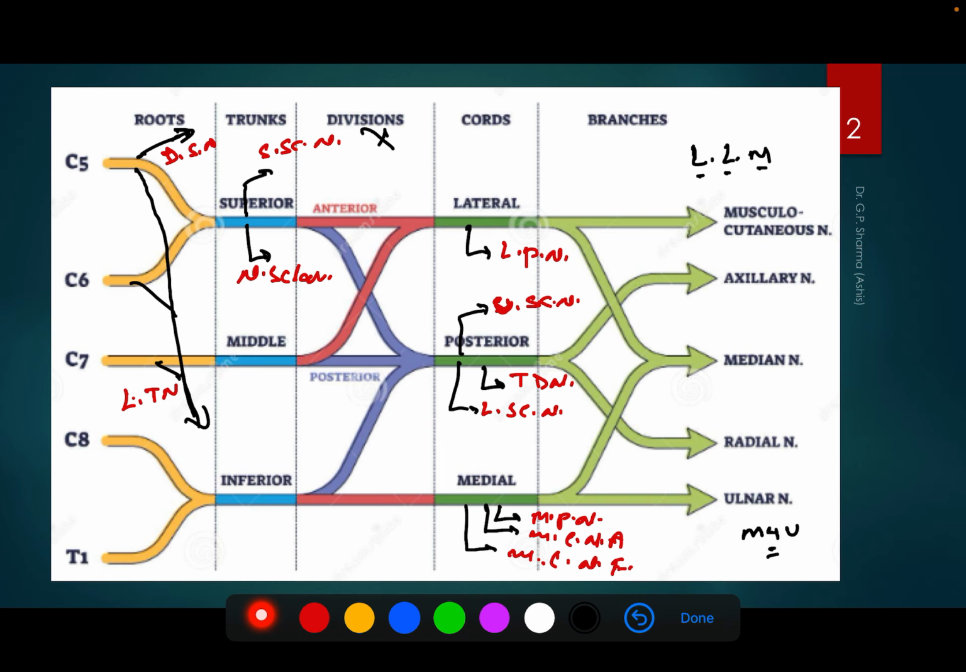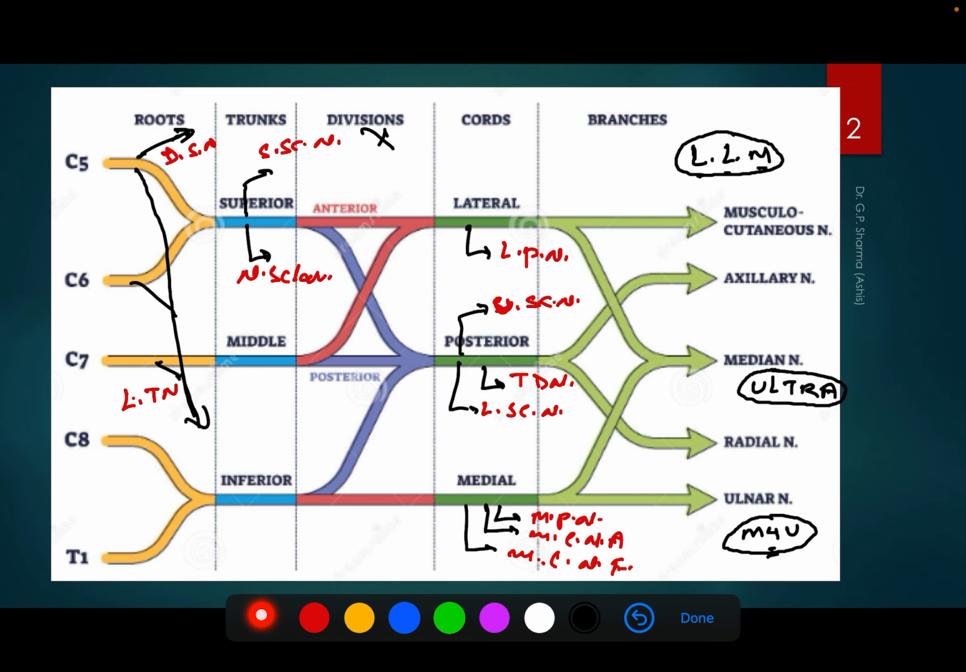That's why we gave it as the ultra. This nerve was from the posterior cord, so we said it has the ULTRA branches. That was what we discussed. So we know the formula here. From the lateral cord we have the branches as Lucy loves me. From the medial cord we have the branches as M for U, and from the posterior cord we have the branches like ULTRA. That was what we discussed.